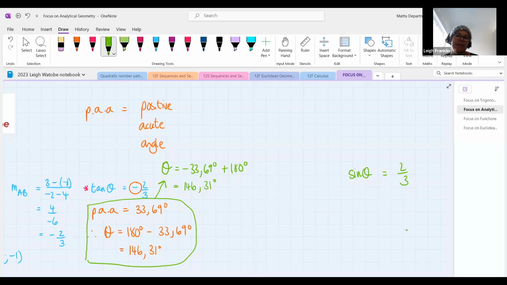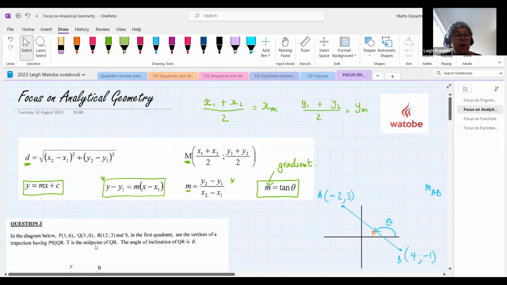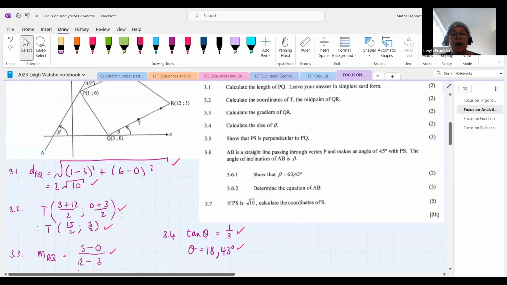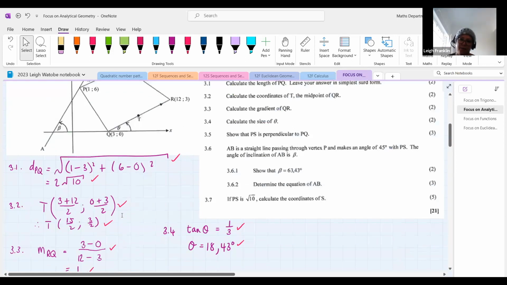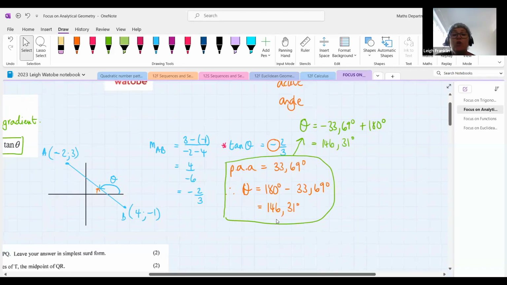It's exactly the same idea as this. So in other words, when your gradient is acute, like it was in this case over here, theta is your PAA. So it's not necessary for you to calculate that reference angle when the gradient is positive. You would only do that when your gradient was negative. I hope that makes sense to you, Shantae. Yes, thank you, ma'am. No problem.